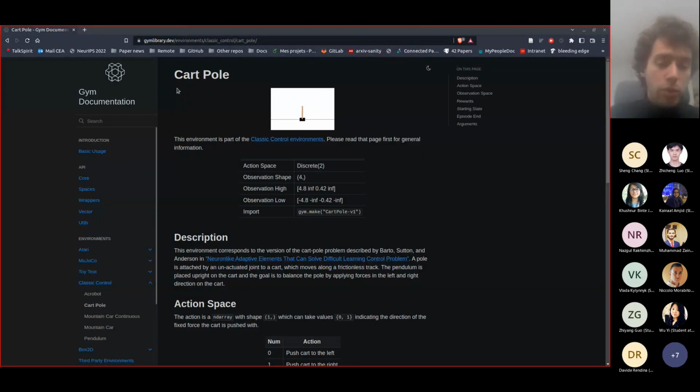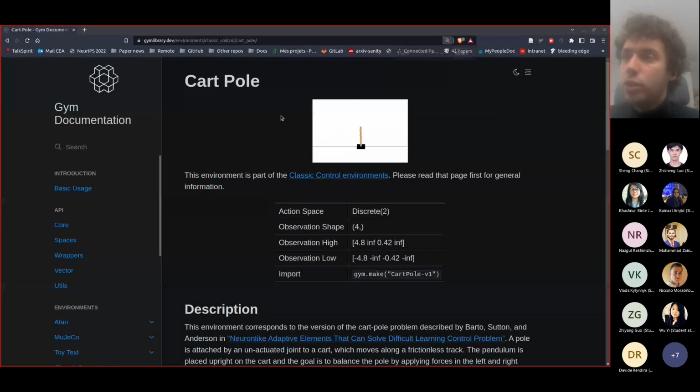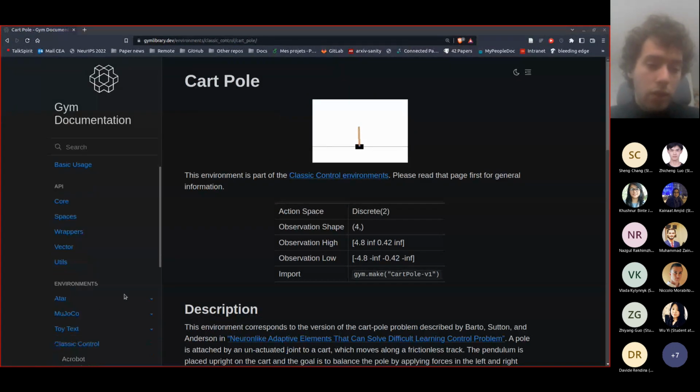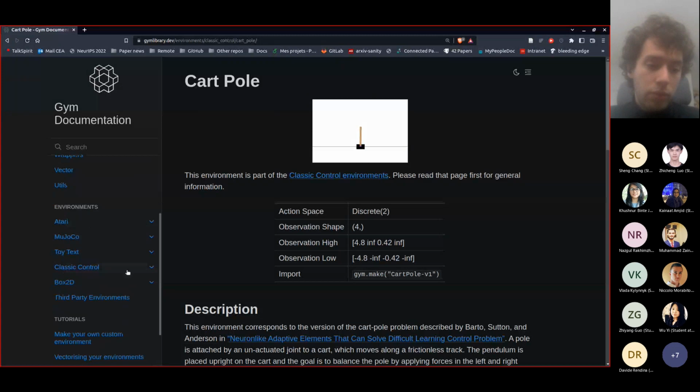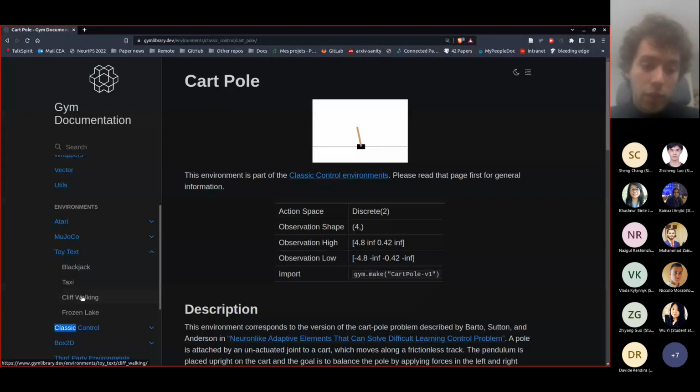So this is the Gym website, by the way, which is a big framework that implements a lot of basic reinforcement learning environments. So Atari video games, MuJoCo for continuous control, some text ones like Frozen Lake, remember? Cliff Walking, in the examples in the course, Taxi, Blackjack, others. Classic control. CartPole is one of them, and CartPole looks like this.